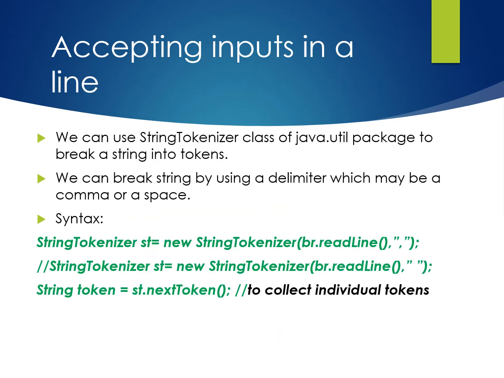Accepting inputs in a line. We can use the StringTokenizer class of the java.util package to break a string into tokens. We can break a string by using a delimiter, which may be a comma or space. Here a token is a small word that a string can be converted into by separating it at a comma or space wherever it is found in the string.